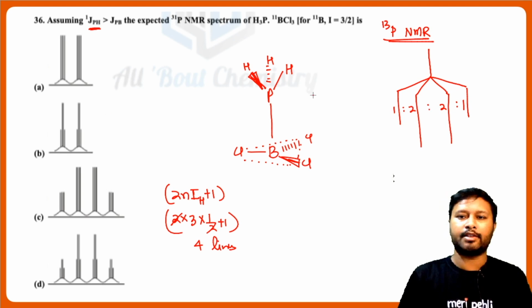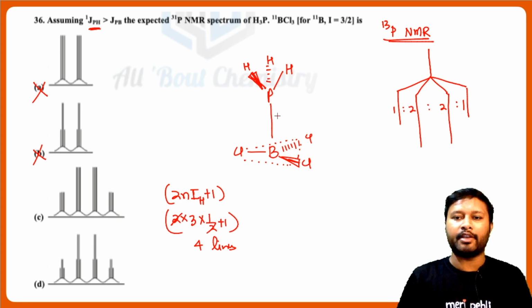So initially, they have to be 4 lines, they cannot be 2 lines from splitting. So option A and option B you can just cancel out. Among option C and D there is something. Now, who is going to cause splitting further? So boron is going to cause further splitting.